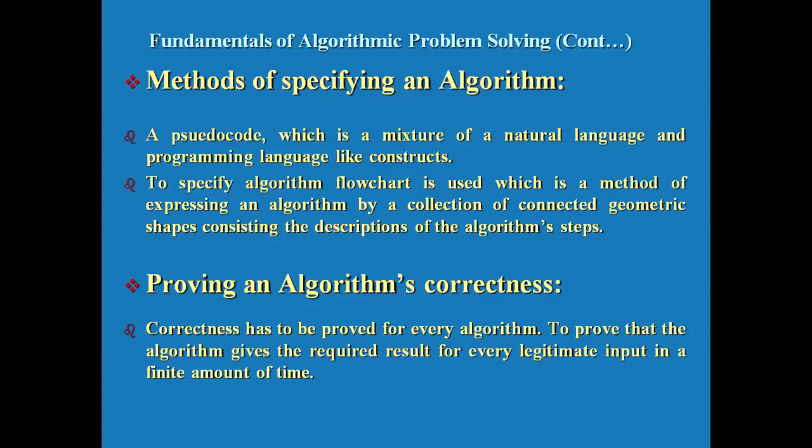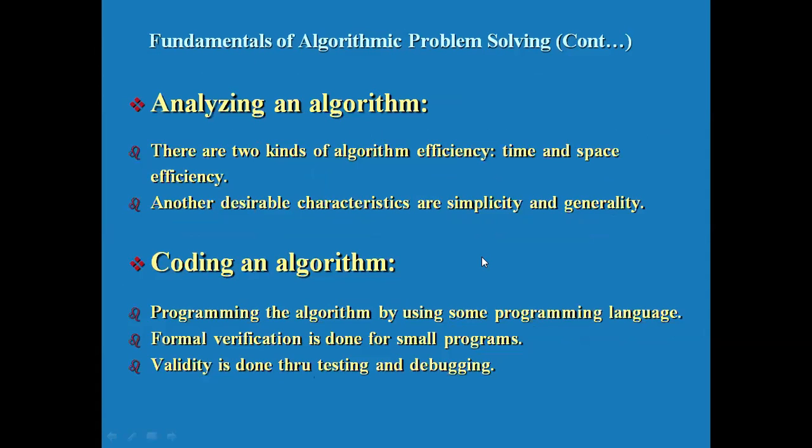Proving an algorithm's correctness. The correctness has to be proved for every algorithm, to prove that the algorithm gives the required result for every legitimate input in a finite amount of time. So that's the reason we need to prove an algorithm correct.